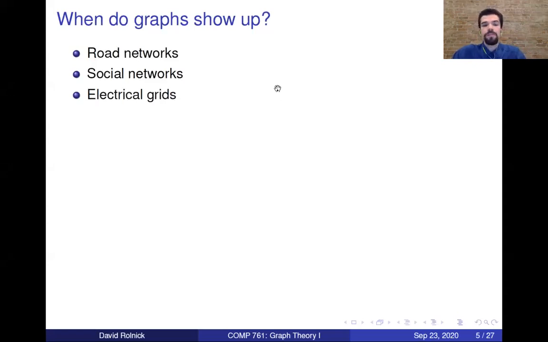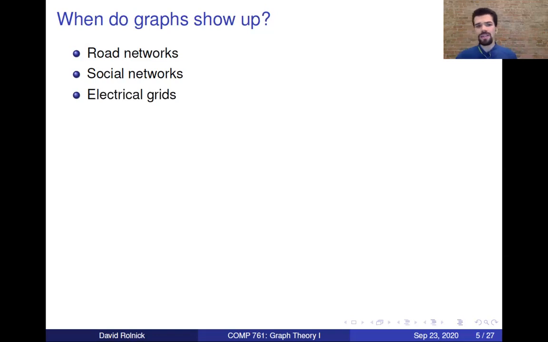Electrical grids. In electrical grids, the particular what's called buses, so the junctures in the network, correspond to vertices. And there is a physical network of wires connecting these buses. And there are various properties of the wires. So the edges in the graph actually have additional information.